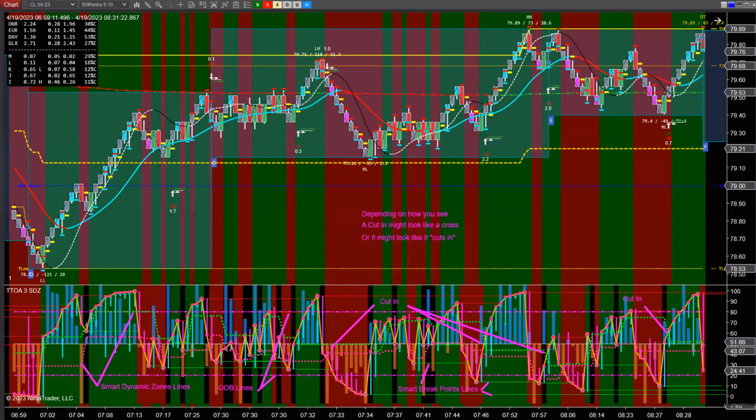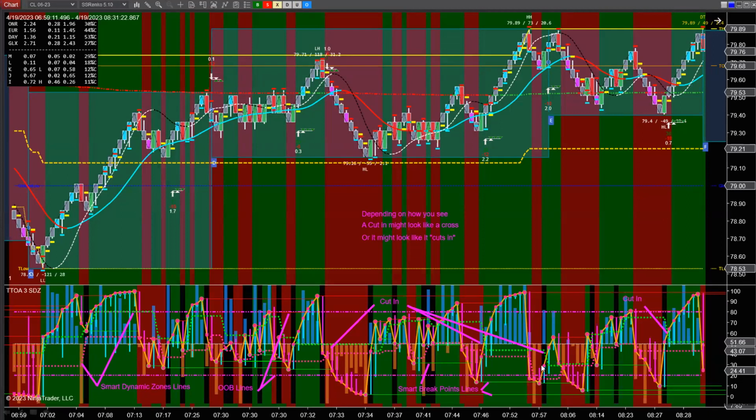Not always, but there's a certain percentage of them that will do that. So this one's going up. The Smart Dynamic Zone line is dropping while the Trapped Trader is going up. Here the Trapped Trader is going down while the Smart Dynamic Zone cuts across it, going up. Here the Trapped Trader Oscillator is going up while the green one cuts into it and they crisscross. That's another way of saying it.